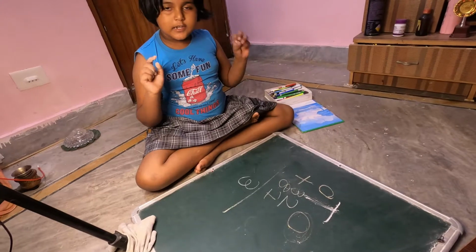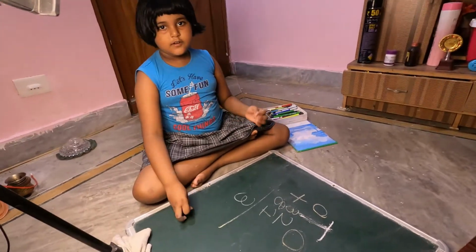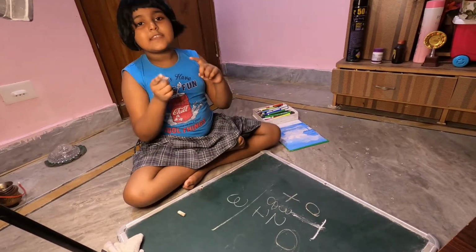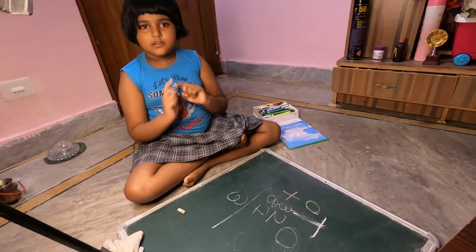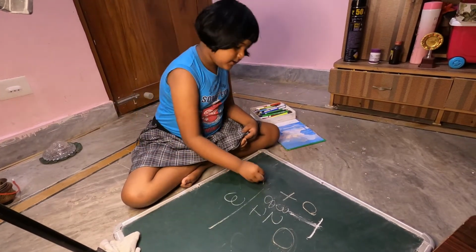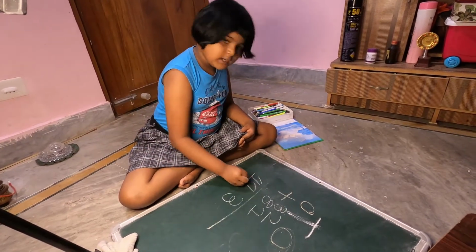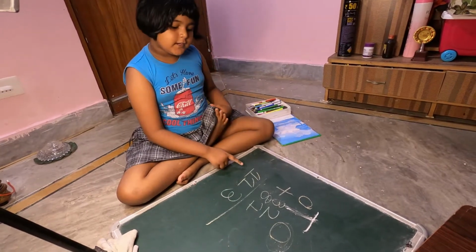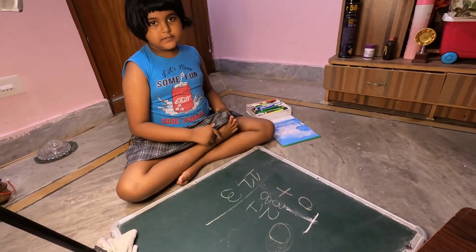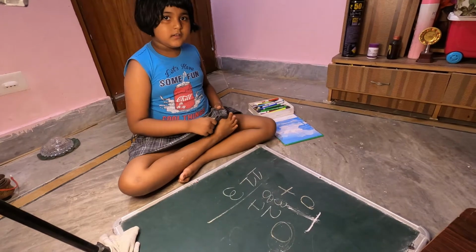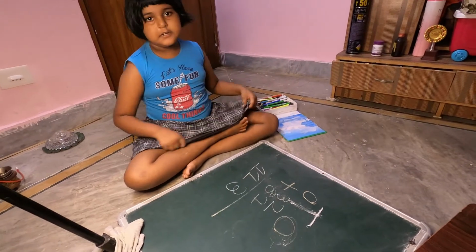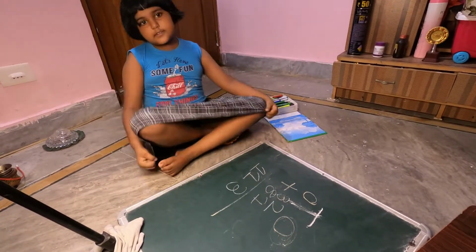And count the 3 numbers. 8, 9, 10, 11. Means 11 comes here. Means 113. The answer is 113.